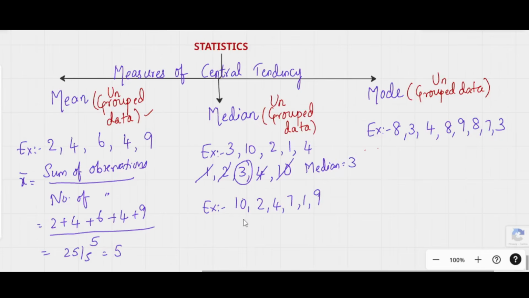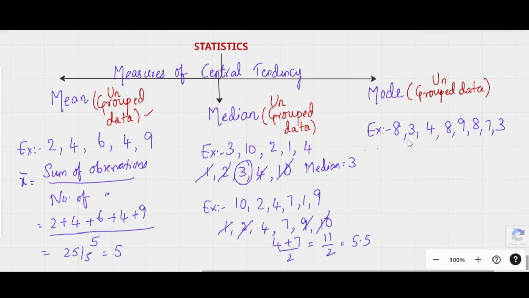Done. Coming to the next example, here also first you have to arrange it in ascending order. You have to arrange the numbers from small to big. 1, 2, 4, 7, 9 and 10. Again, cancel the first and last term, and the second and second last term. Now we have two observations. These two observations we have to add and divide by 2, like the mean. So sum of observations by total number of observations, kind of. When you add and divide by 2, you will get 11 by 2, that is equal to 5.5, which will be your median.